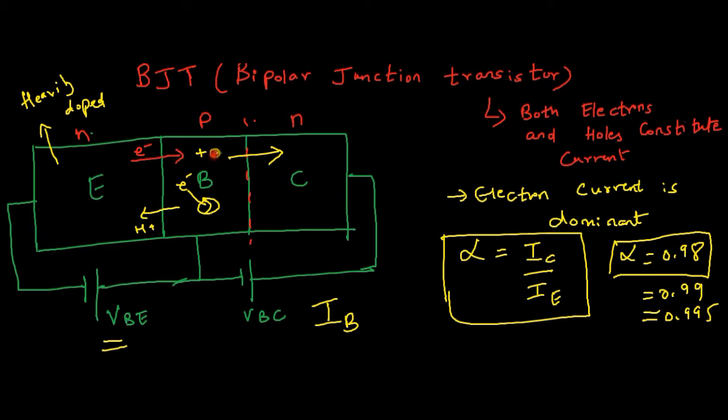So this is gone. A few more holes which are left in this p-type have jumped through this junction and reached the emitter. So this constitutes the base current. Whereas the collector current is nothing but this. It is defined by this equation.